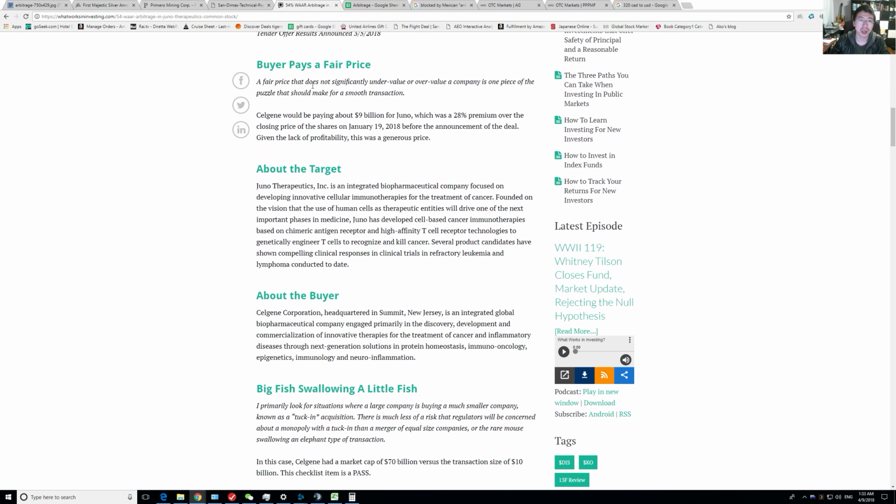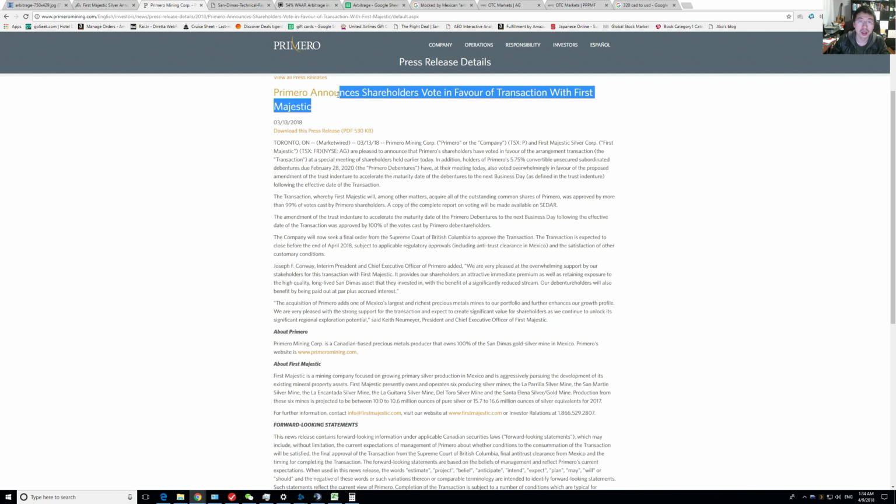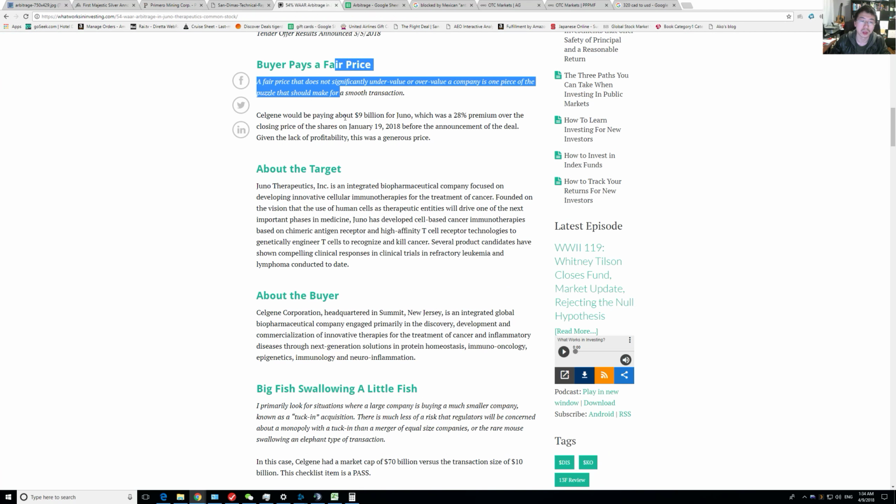And then you got buyer pays a fair price. Yes, this is only important in terms of the purchasee, the company getting bought, their shareholders: will they approve that deal? And in this case, they did. So both their shareholders and their debenture holders approved this. So this actually is a moot point.